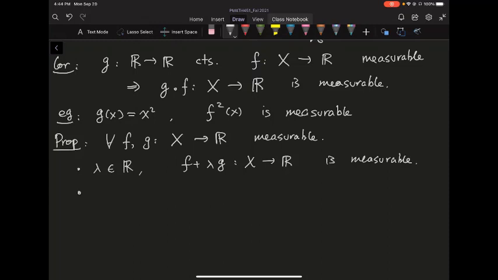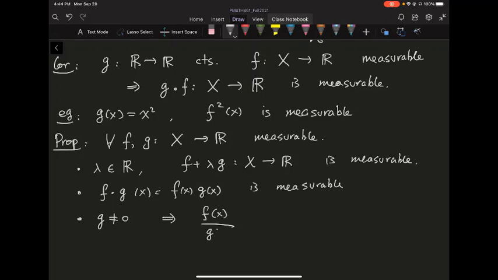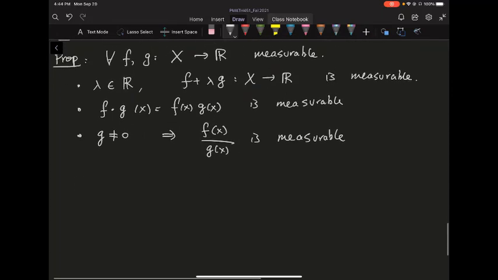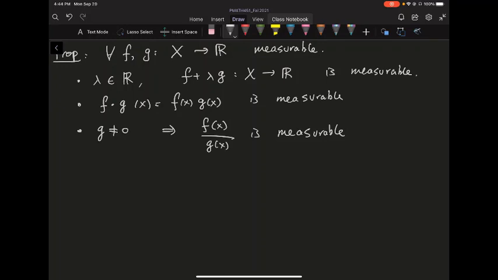And you can also multiply them. You can show that f times g, basically you multiply f with g, is also measurable. And finally, I want to divide them, but to divide, I really require that g be non-zero. Then f of x divided by g of x is also measurable. So basically measurable functions are preserved under linear combination, multiplication and quotient, so they're really forming an algebra.